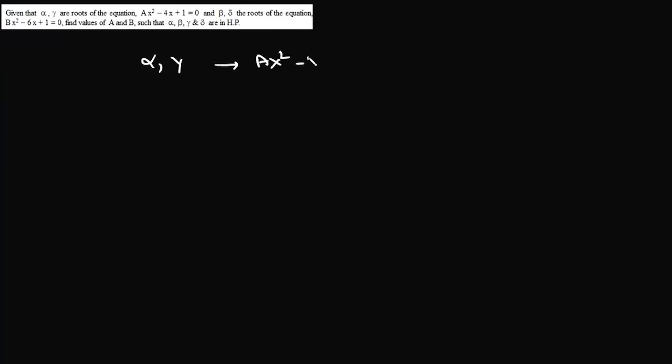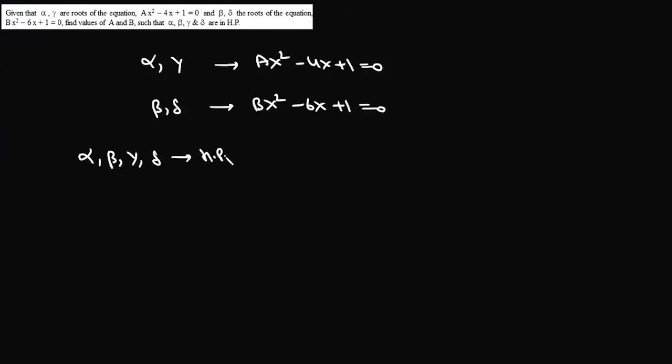Now here the question is: if alpha and gamma are the roots of the equation ax square minus 4x plus 1 equals 0, and beta and delta are the roots of the equation bx square minus 6x plus 1 equals 0, then find the values of a and b such that alpha, beta, gamma and delta are in HP. Now we know that if alpha, beta, gamma, delta are in HP, then 1 upon alpha, 1 upon beta, 1 upon gamma and 1 upon delta will be in AP.